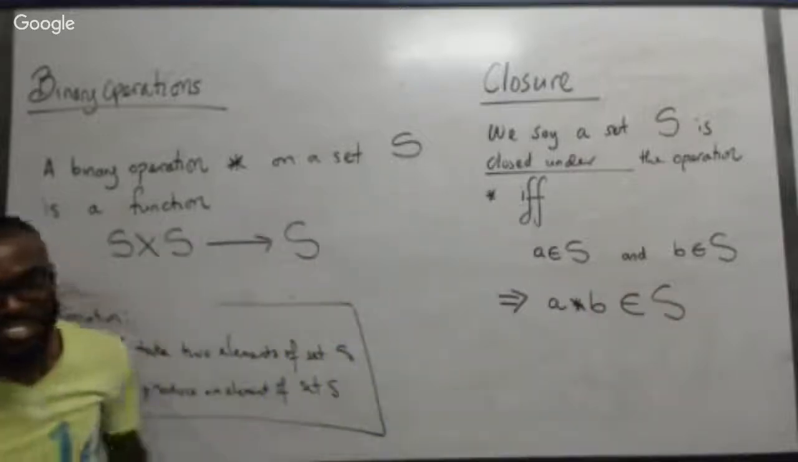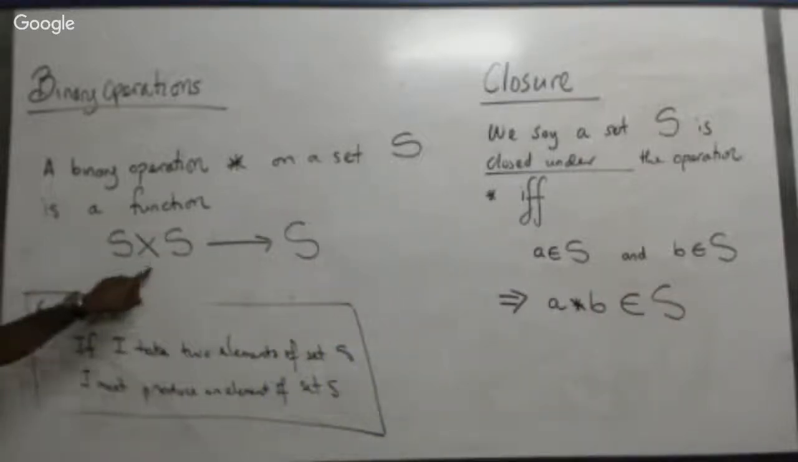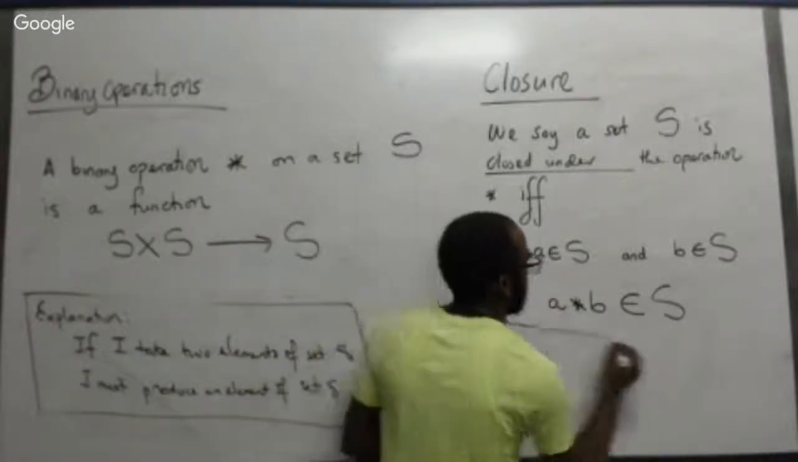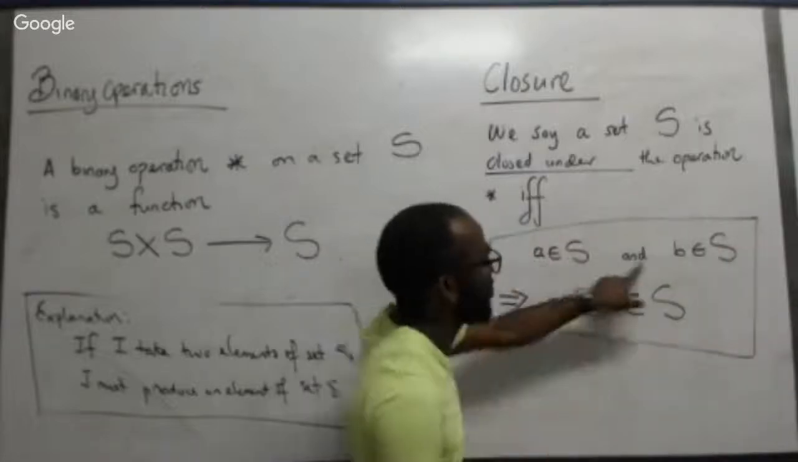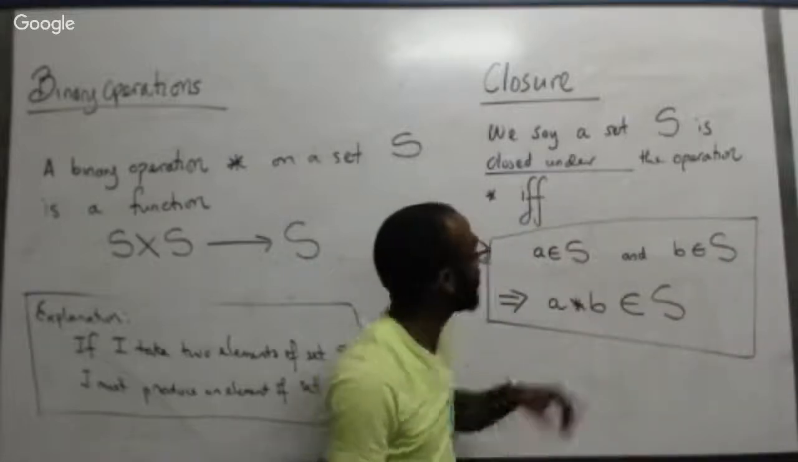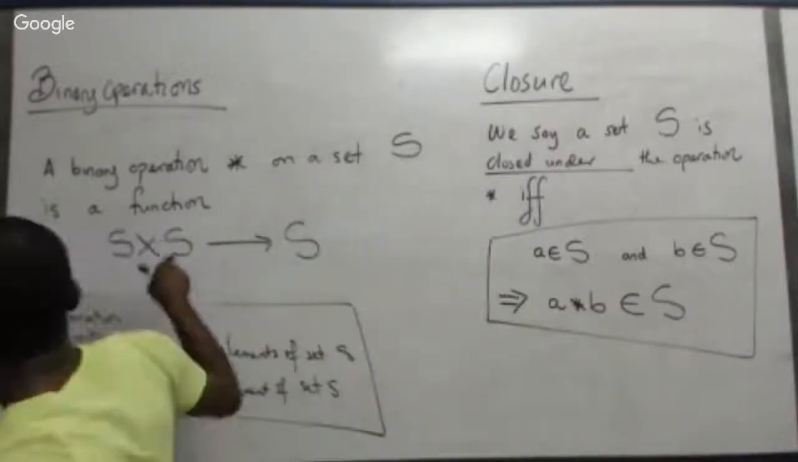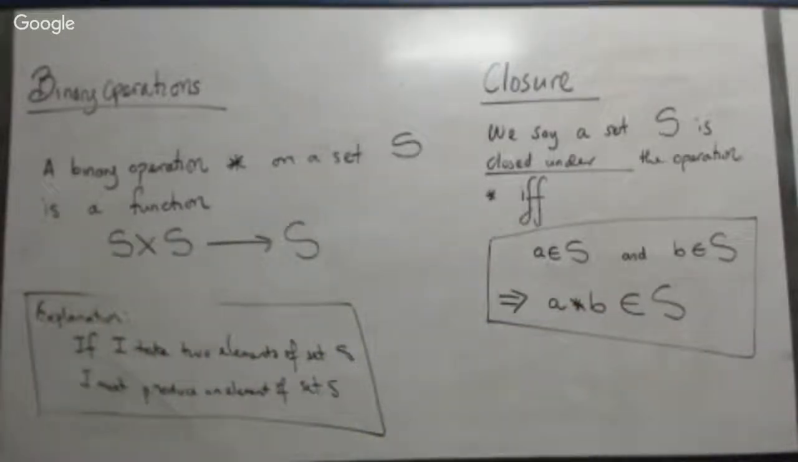Hold on. Let's go again. I'm going to show you that this is exactly what I did over here. All I'm saying is that if I take two elements, A and B, when I put them together with asterisk, I must get an element in S. Isn't that the same thing as I talked about right here?